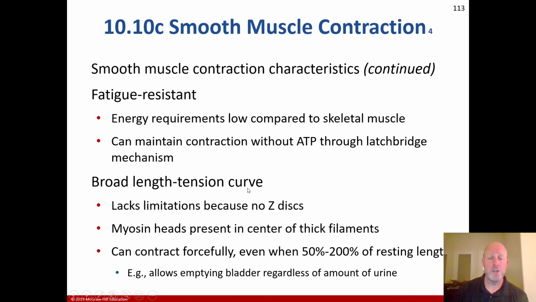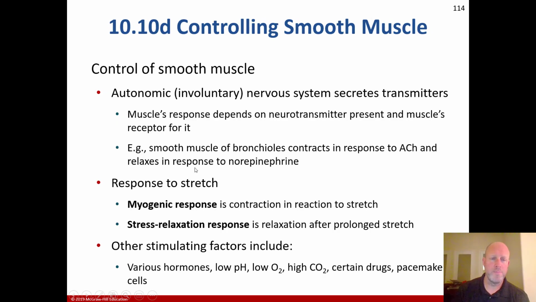The broad length and tension curve, which lacks limitations because there are no Z-discs. The myosin heads are present in the center of thick filaments and can contract forcefully even when 50 to 200% of its resting length. It allows the emptying of the bladder regardless of the amount of urine.